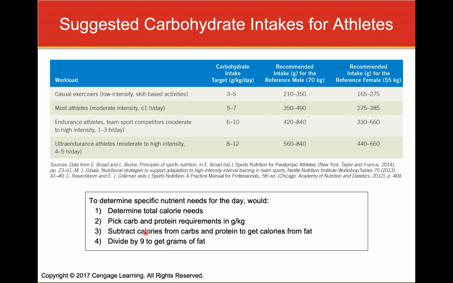Then use the total calories you got in step 1 to subtract the carbohydrates and protein to get calories from fat, and divide by 9 to get grams of fat. What I want you to send me is these steps, showing your work. Basically I want to see the total calories, the grams and calories from carbohydrate, the grams and calories from protein, and the grams and calories from fat.